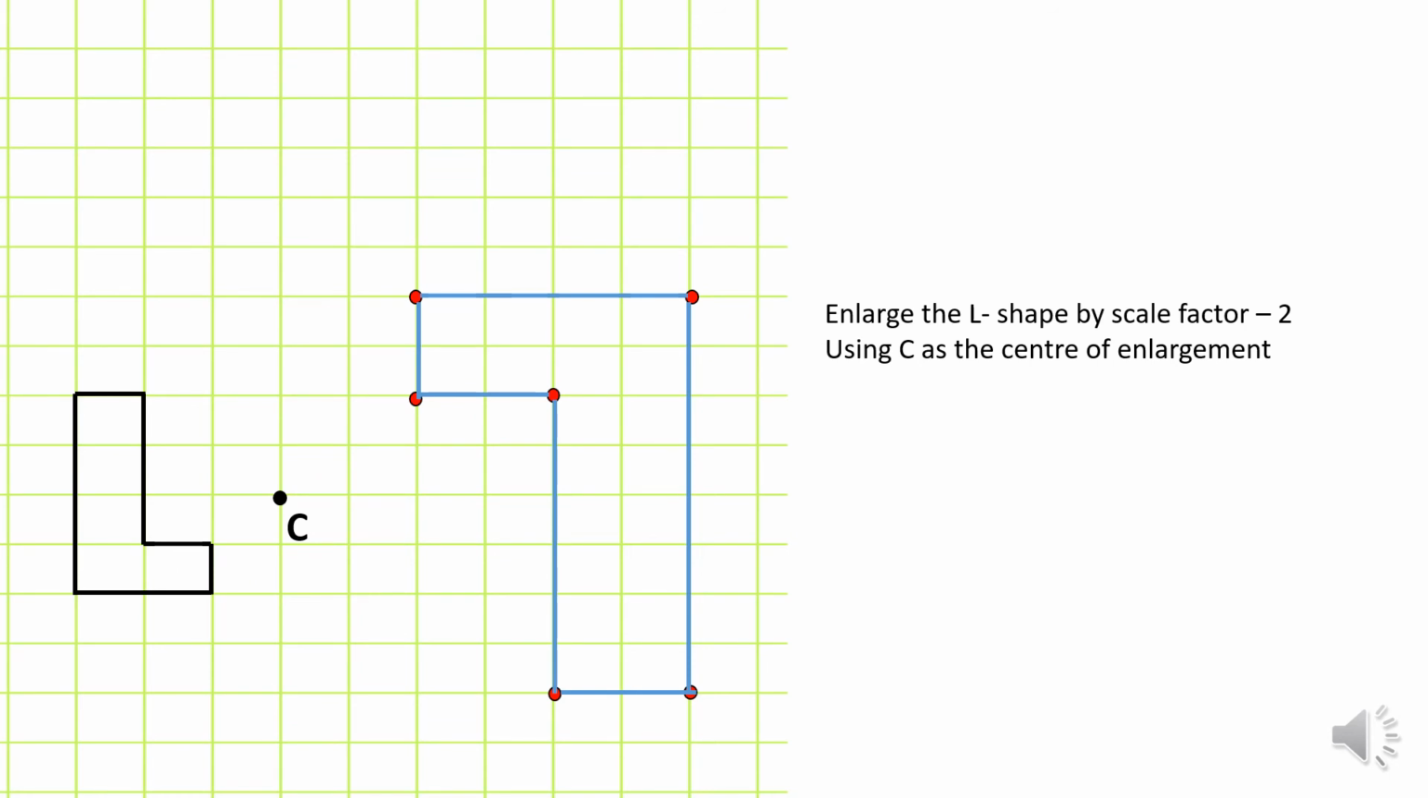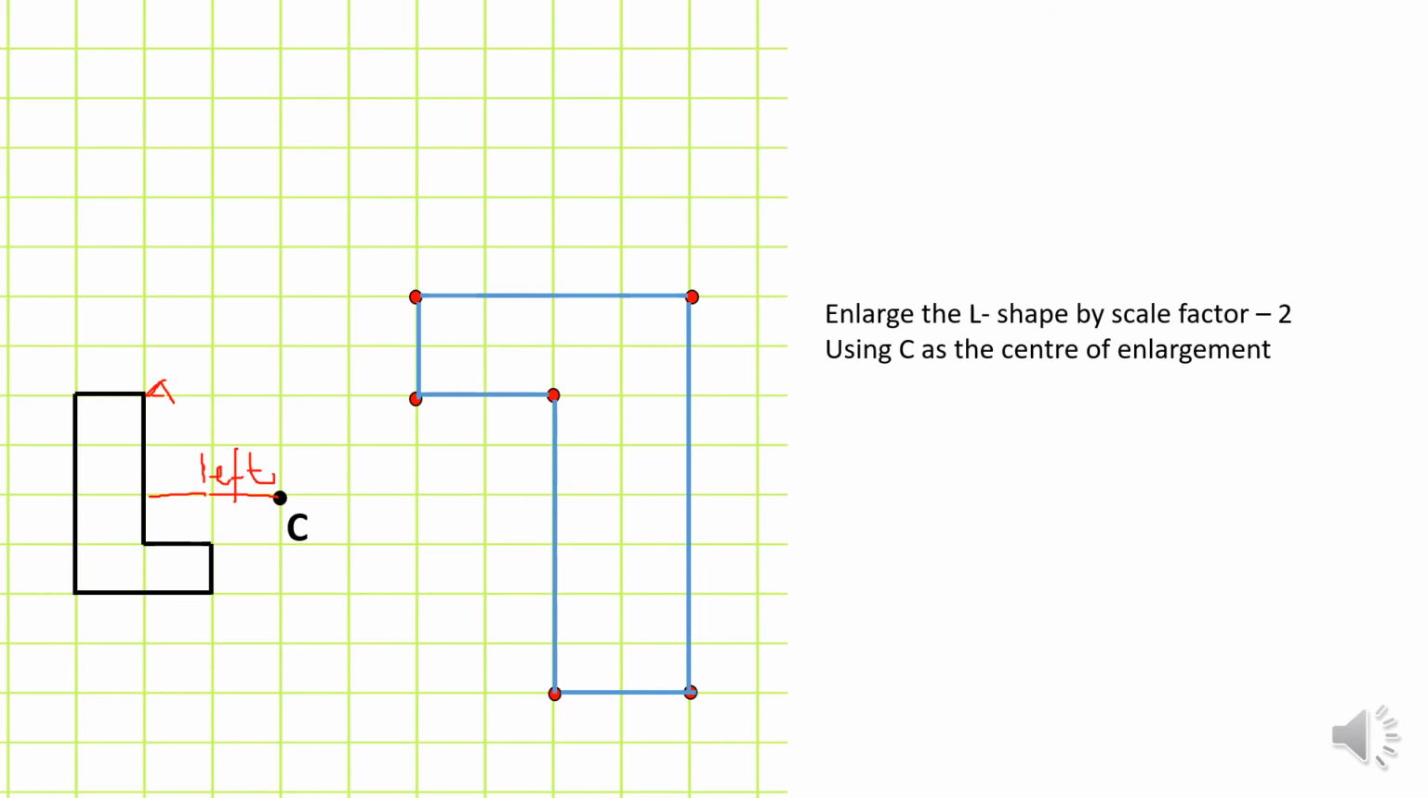So remember, if you want to find, for example, let's label this particular point here A. Look how far A is from our center. So I go 1, 2, I'm going to the left. Are you with me?